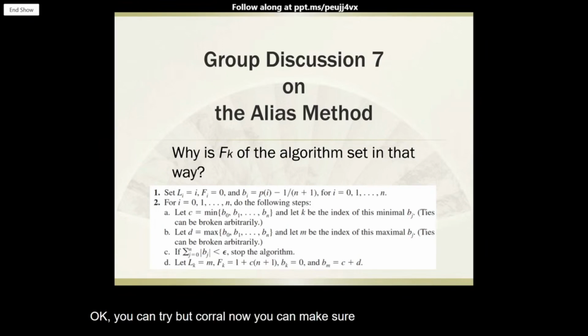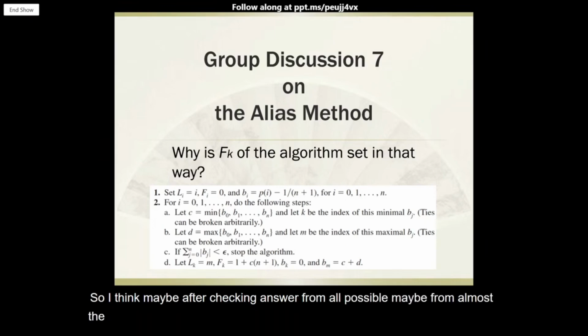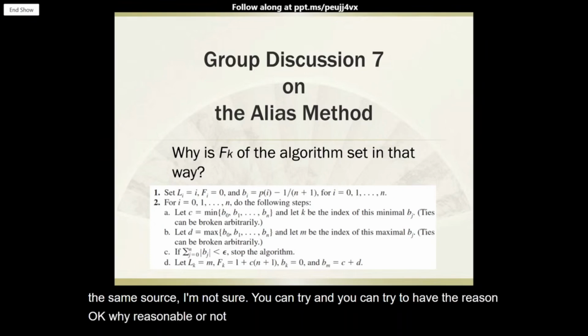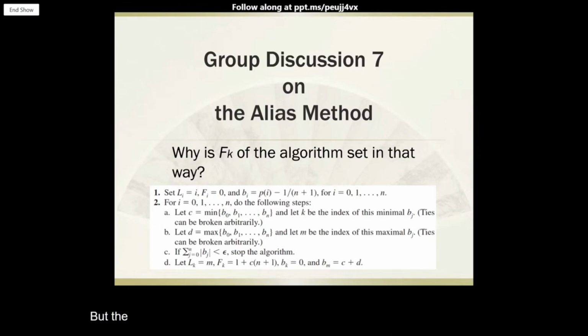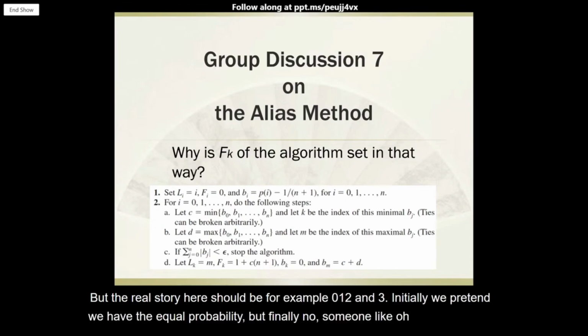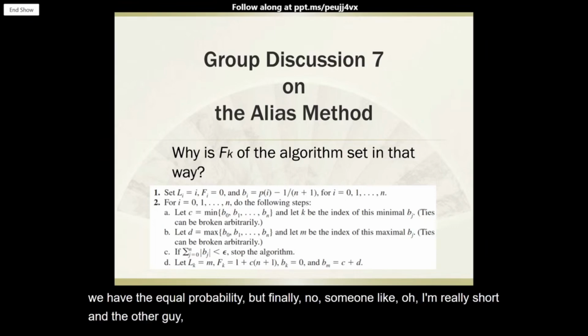And good 5. So I think maybe after checking answers from all, possibly almost the same source, but correct or not, I'm not sure. You can try, and you can try to have the reason. Okay, why? Reasonable or not, you can judge. But the real story here should be, for example, 0, 1, 2, and 3. Initially, we pretend we have equal probability. But finally, no. Someone says, oh, I'm really short, and the other guy is really high.